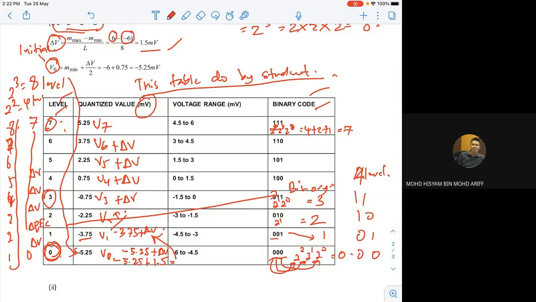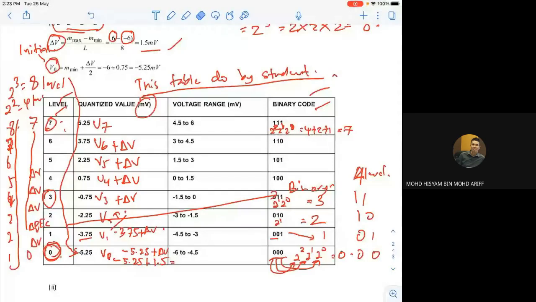Now the next part. After you already know how to set up this thing, you must know how to get the voltage range. How did you get -6 to -4.5? I will show you one tip so that you understand how the table works, for the voltage range. You must remember and take note.